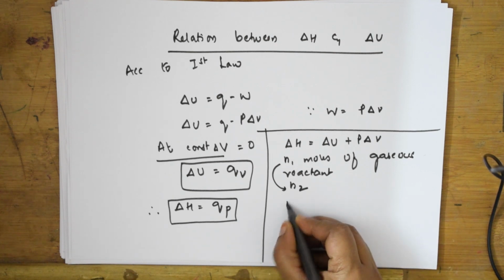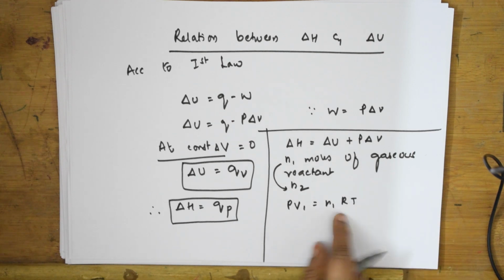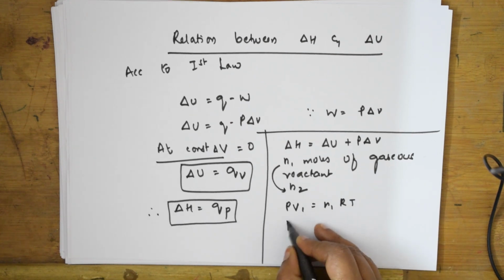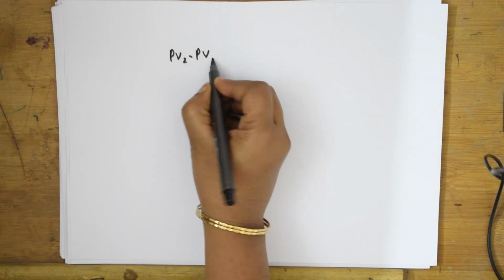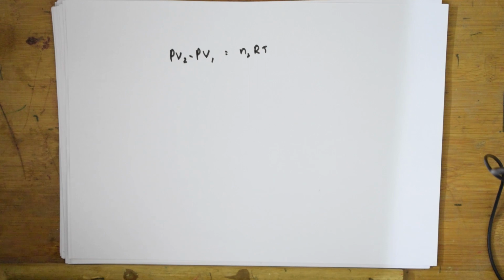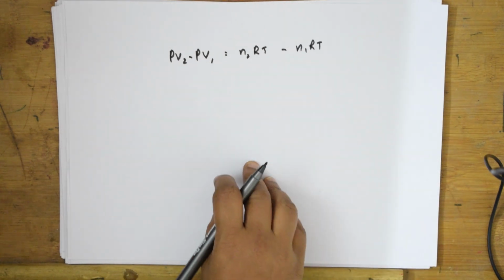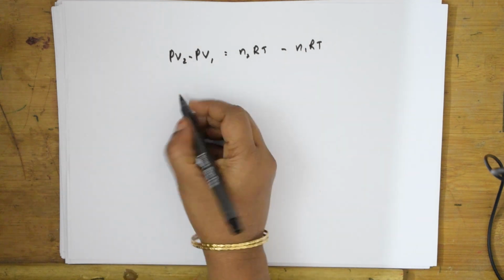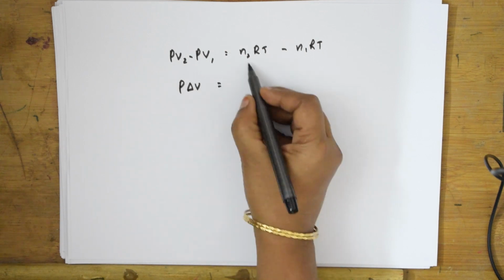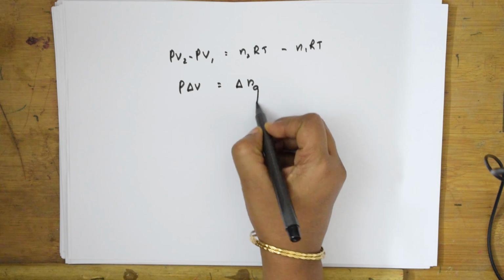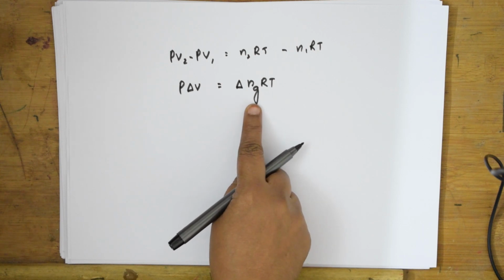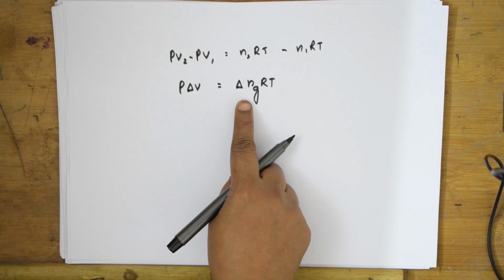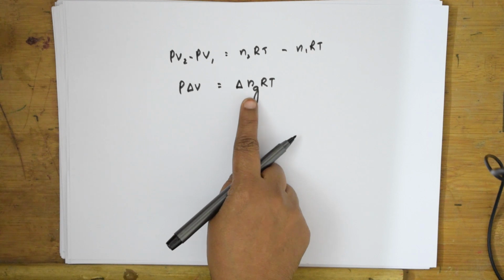Then what will happen? According to the ideal gas equation, PV1 is equal to n1 RT. Basically PV is equal to nRT. Now from n1 moles it is converting into n2 moles. PV2 is equal to n2 RT. Isn't it? Now let us get the things together. PV2 minus PV1 is equal to n2 RT minus n1 RT, because I've got the common terms together. Now what can I further write? Because V2 minus V1 is delta V, P delta V is equal to n2 minus n1, which can be written as delta n g, times RT, since RT is common. Now what is delta n g? Delta n g is nothing but moles of the gaseous product minus moles of the gaseous reactant. Remember that once again.